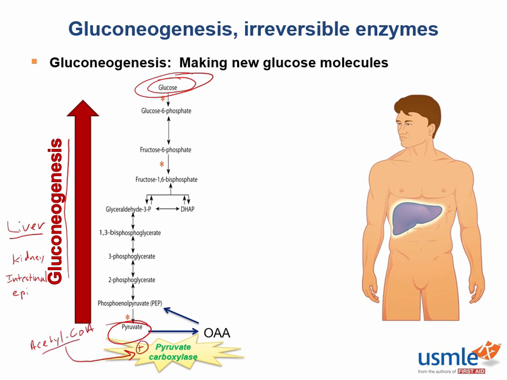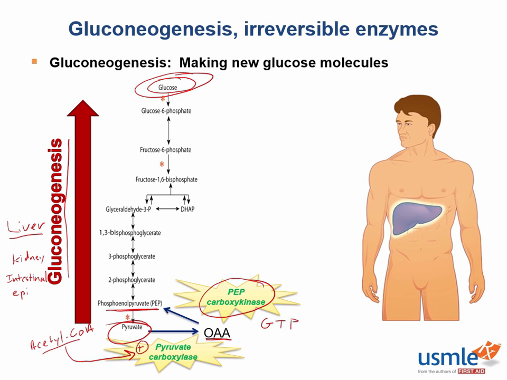And in our next step here, phosphoenolpyruvate carboxykinase converts oxaloacetate to phosphoenolpyruvate, or PEP, within the cytosol of the cell. And you can see this here. And this step uses GTP as a source of phosphate.